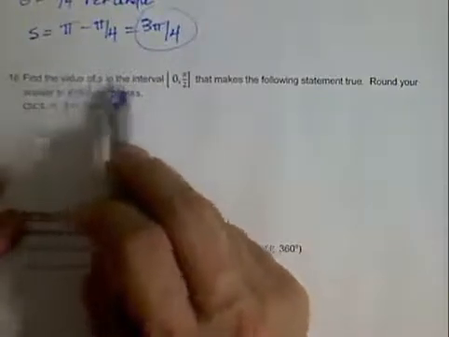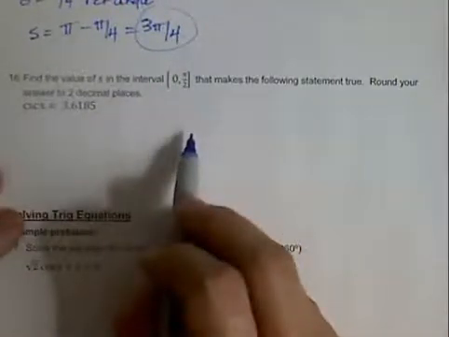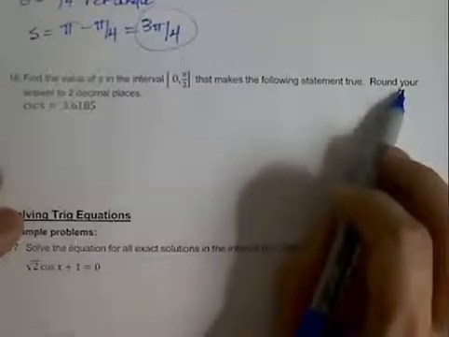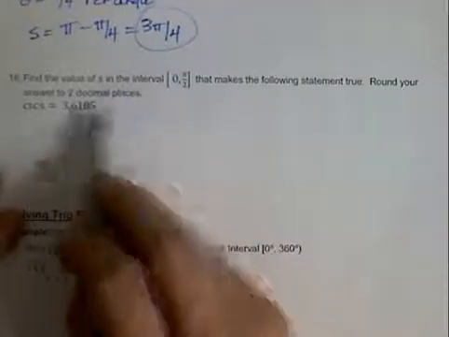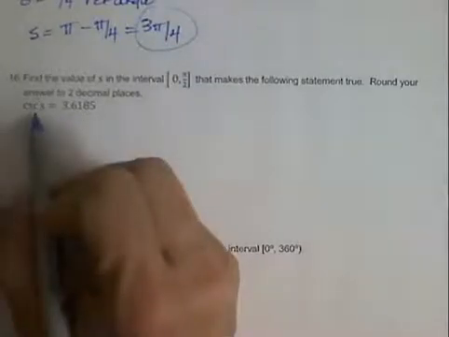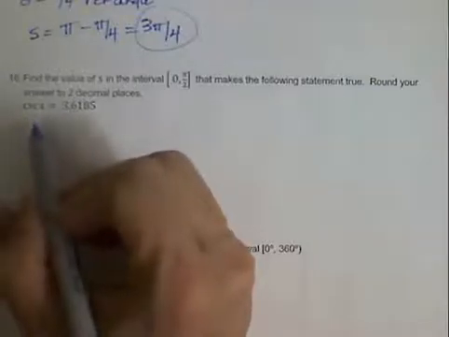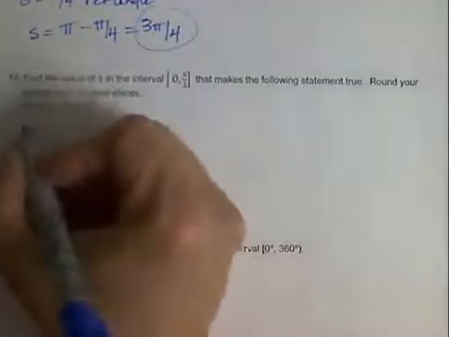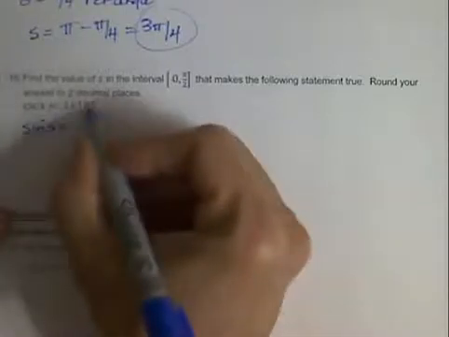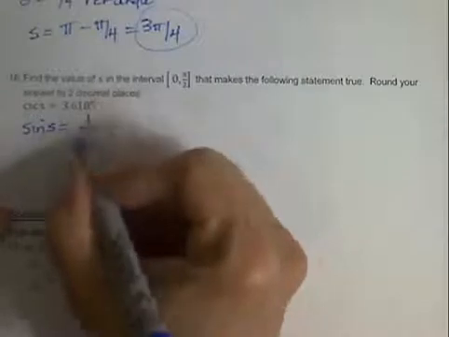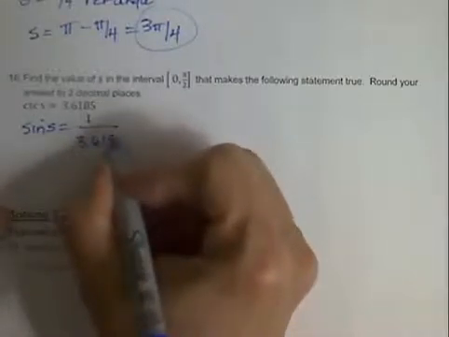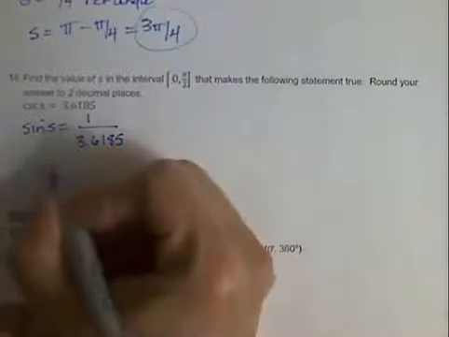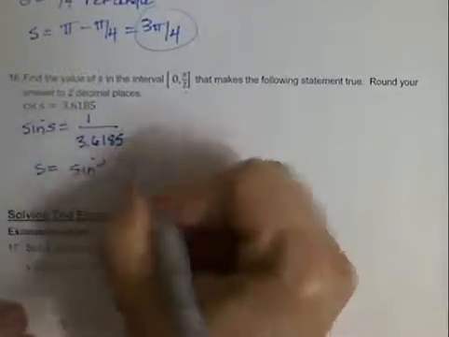In number 16, we want to find the value of s in the interval from 0 to pi over 2, where cosecant of s is equal to 3.6185. Now this time we're not looking for an exact answer because it tells us to round our answer to 2 decimal places. That means we can use our calculator for this. Since this is one of the reciprocal functions, though, we need to switch this to one of our 3 main functions, sine, cosine, or tangent. Cosecant is the reciprocal of sine, so we're going to switch this to sine. When we do that, we have to do the reciprocal of the value over here. That means sine of s would be 1 over 3.6185. To solve this for s, we're going to use the inverse sine. So that means s would be the inverse sine of 1 over 3.6185.